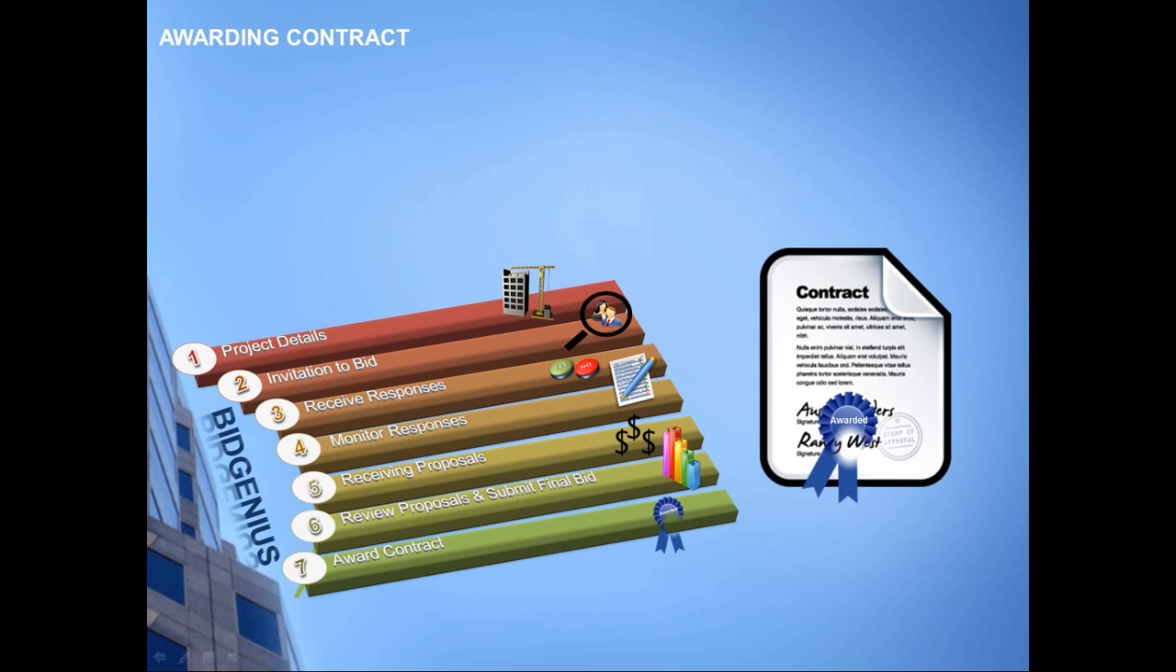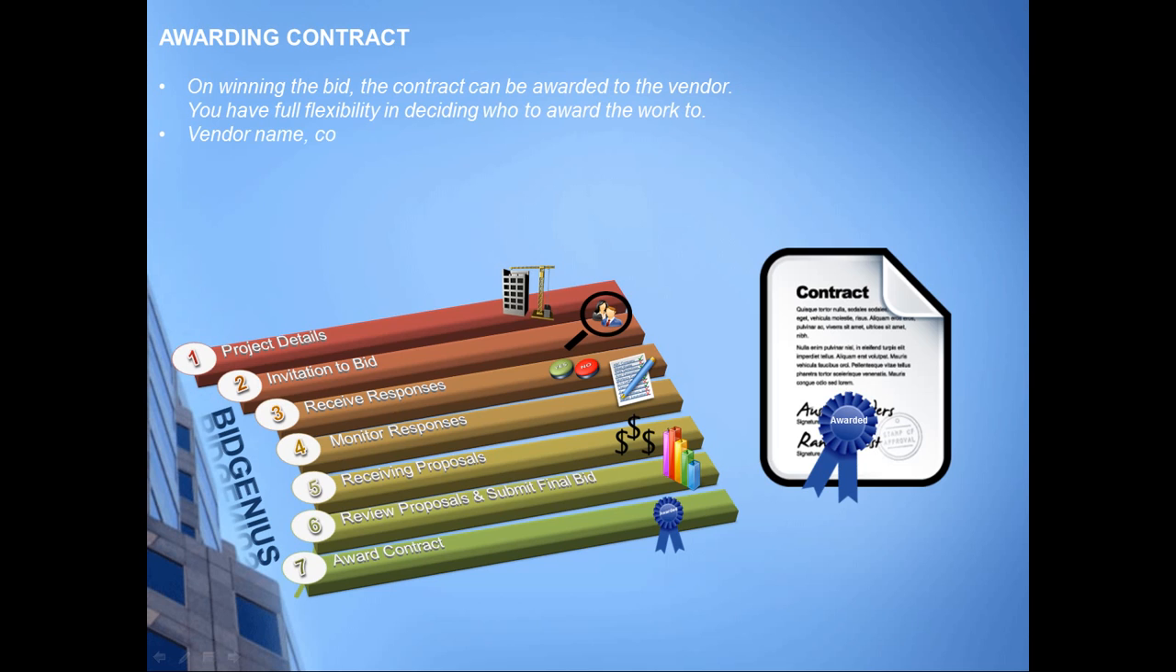Awarding the contract. After the bids have been thoroughly reviewed, the contract needs to be awarded. Instead of the lowest bidder, you may be inclined to go with a more reputable provider or with those where a prior relationship exists. Either way, you have full flexibility in deciding who to award the work to. The information on which vendor the work has been awarded to, the date of signing the contract, and insurance information can be stored in BidGenius.